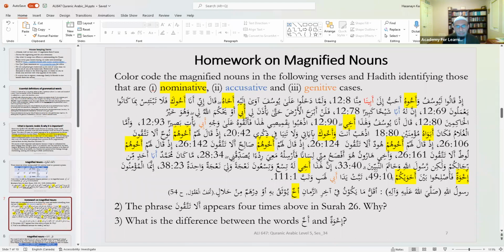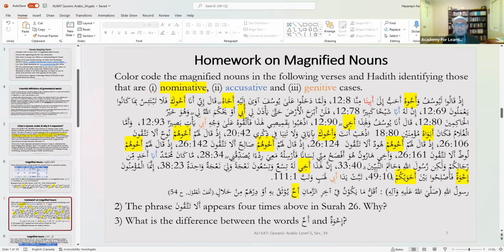Any questions? So don't confuse this Akhi with the genitive of Akhu. This Akhi is my brother. Here the ya is sakin and the letter kha has kasra, not on account of being genitive. So hadha akhi. Because if he said hadha akhu, then you would not know whether this is my brother or a brother.